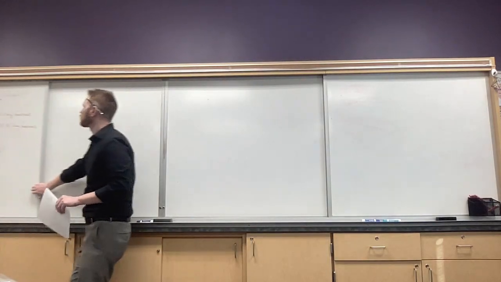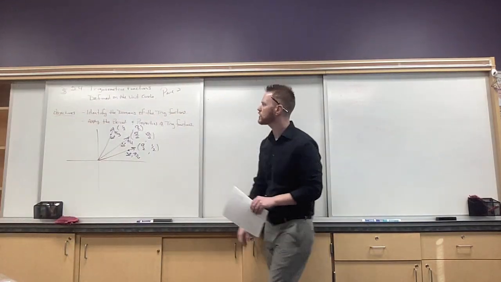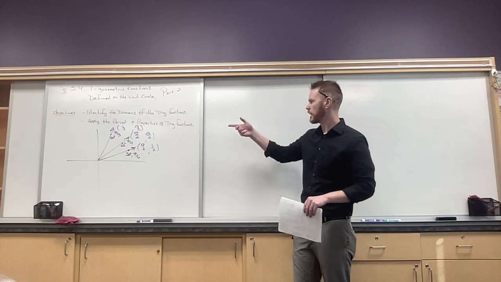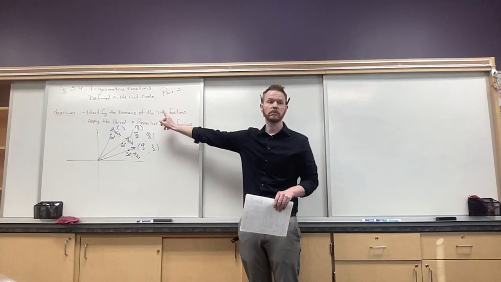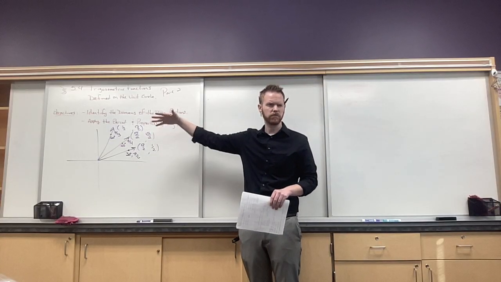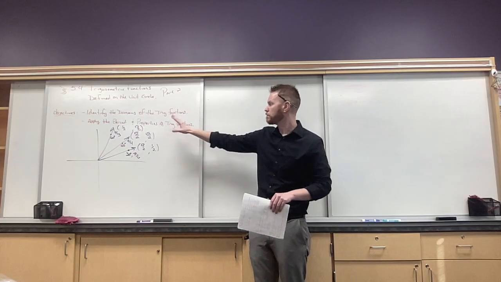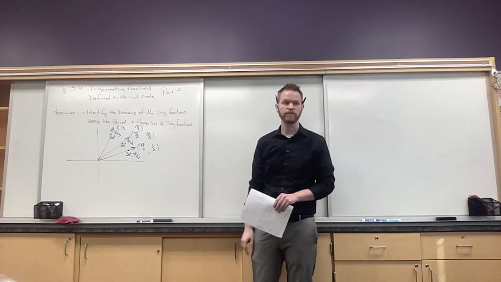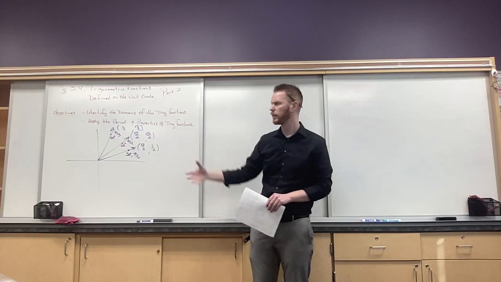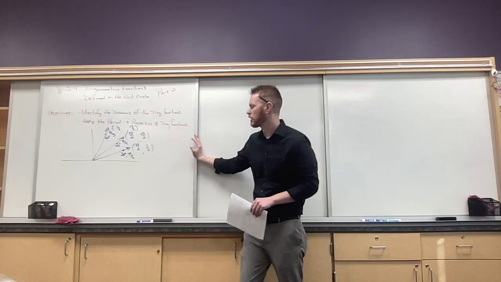5.4 part 2. We're still doing trig functions and the unit circle. Our objectives: we're going to identify the domains now. We talked about these, so let's figure out what the domains look like, and we're going to use the unit circle to help with that. And then apply period and properties of trig functions. I'm going to give you an equation, and we're going to apply some of these properties to solving that equation.